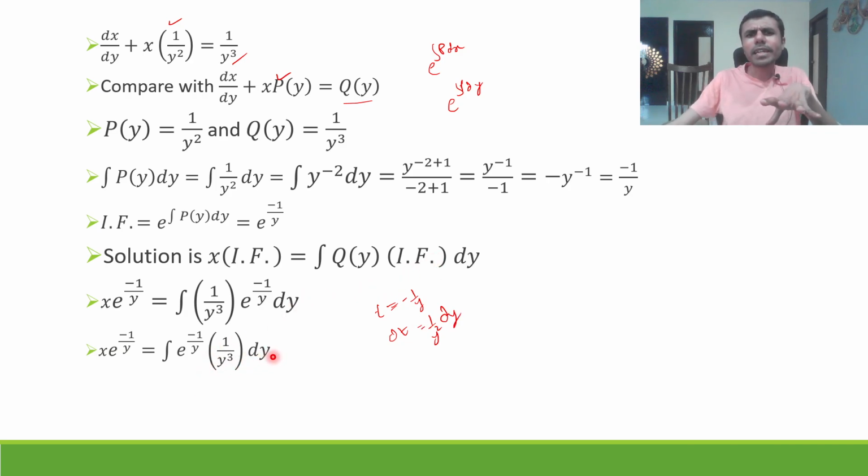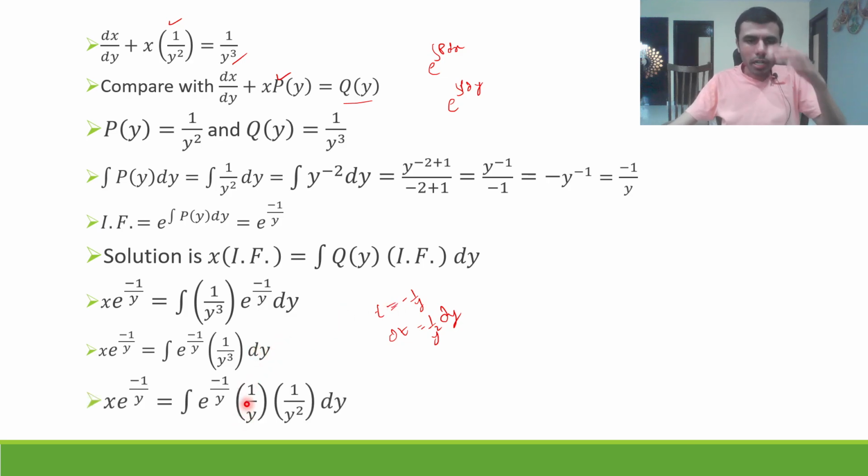Now this gives me a hint that I can actually write this 1 by y cube as 1 by y into 1 by y square, and 1 by y square dy will go as dt. So what I'm doing is 1 by y cube, I can write it as 1 by y into 1 by y square. If you do this, let me continue on the next slide.